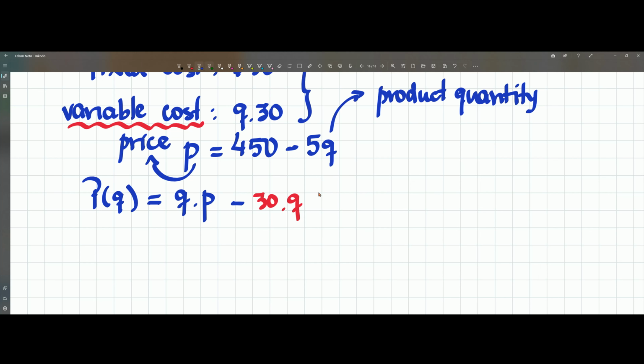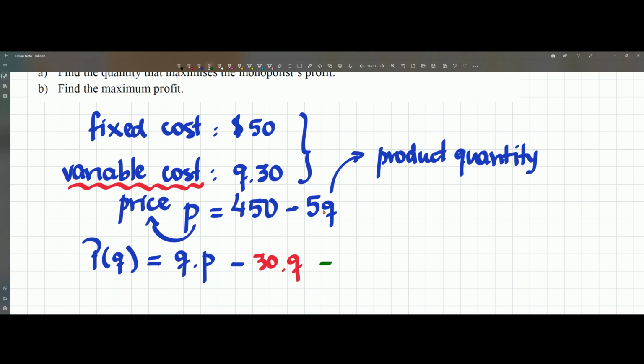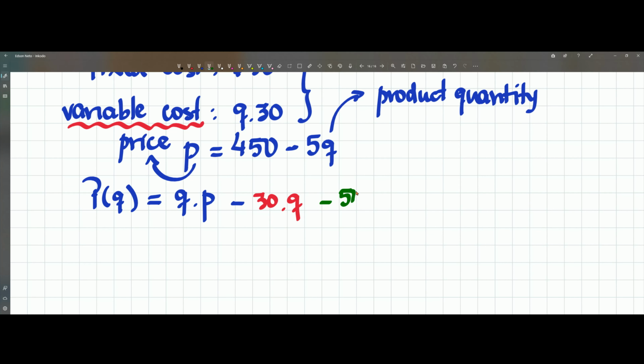And we need to subtract as well the fixed cost, that is 15. Now you have indeed the profit, the real profit, that you can get from selling a certain quantity of products, right? What we need to do now is substitute this demand function for the expression that is related with the quantity.